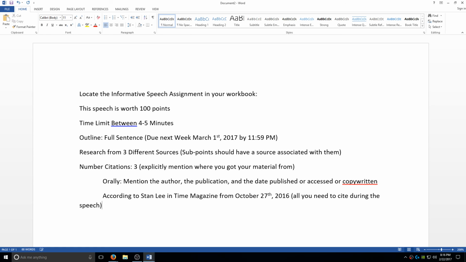All right. Your outlines will be a little different. They'll follow a different citation format. Again, we'll cover that next Wednesday. But for right now, all you need is to know the author, publication, and the date. You'll notice that there is no volume number. There's no article title. There's none of that. It's just Stan Lee in Time magazine from the date. Okay? So that's all you need to know for that.